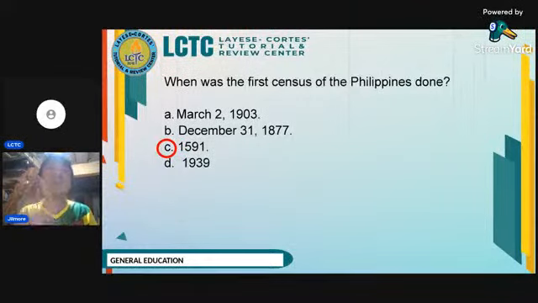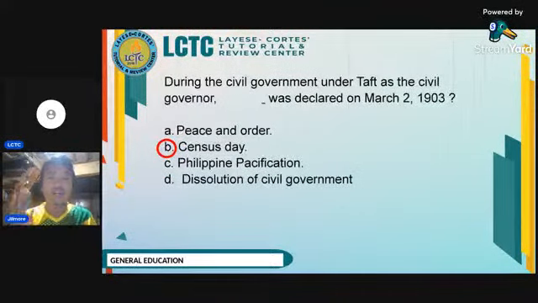1939 was the census during the Commonwealth period, during the term of Manuel L. Quezon. Okay. Take note. We're going to review this one later on. March 2, 1903, during the American period, was the first census day of the Philippines during the American period.